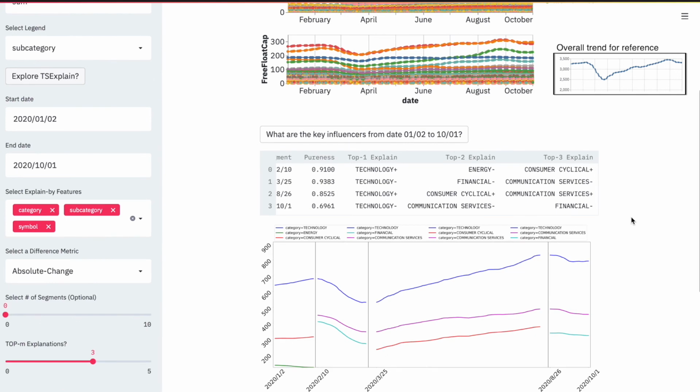We can see that although we have chosen 3 features, the explanations are all predicates of the attribute category. This is because the absolute change of subcategory and symbols is too small compared to the change of categories. We can also discover an interesting fact that financial drops dramatically, but it does not bounce back a lot like technology and communication service do during the stock market recovery.